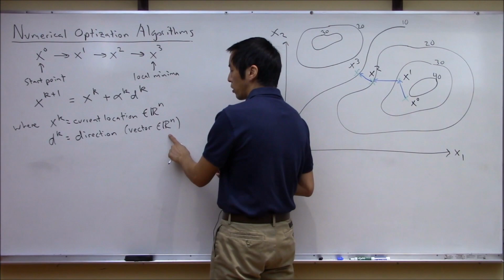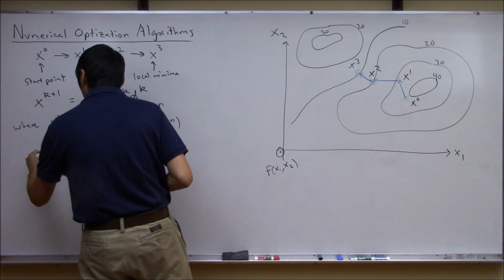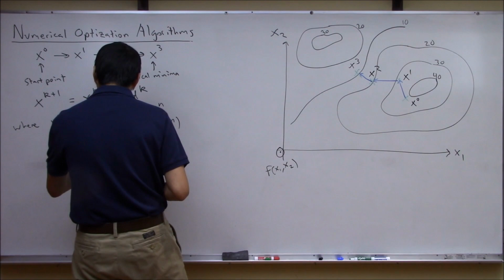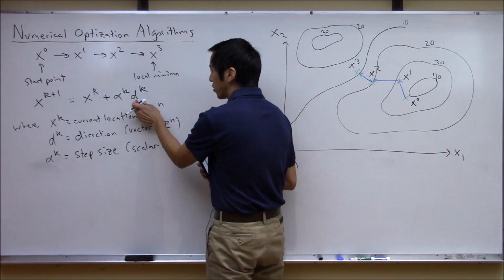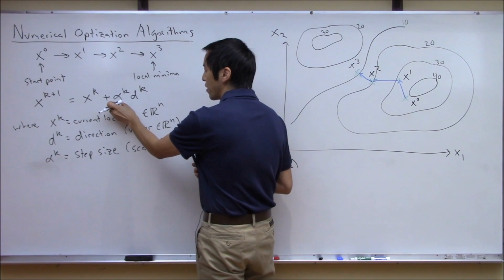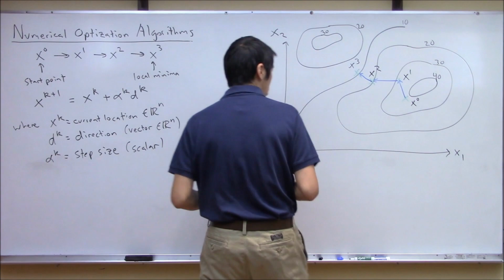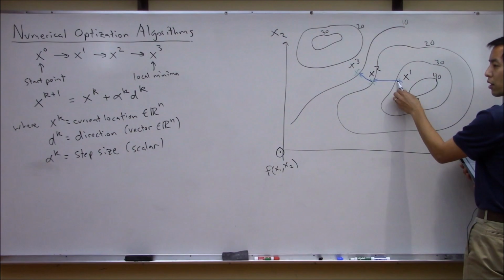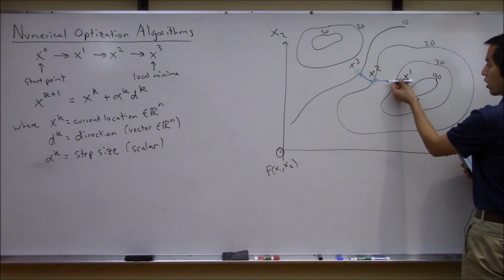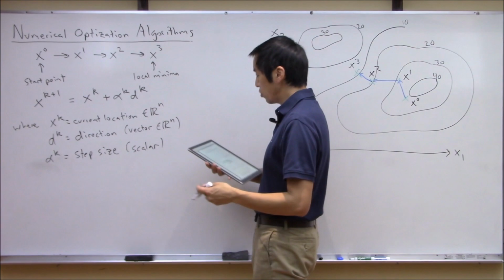So you're just going to pick some direction in decision space to move, and then you're going to move by a distance alpha k. This is sometimes referred to as a step size, and this is a scalar. Usually the direction is going to be a unit vector. It doesn't always have to be, but if it is, then alpha is literally telling you how far you move in that direction. So you start at some location, you pick a direction, and then you walk in that direction by a distance alpha k. Then you pick another direction, walk alpha k, and et cetera, et cetera. You just follow this iterative pattern until you reach a local minima, right?